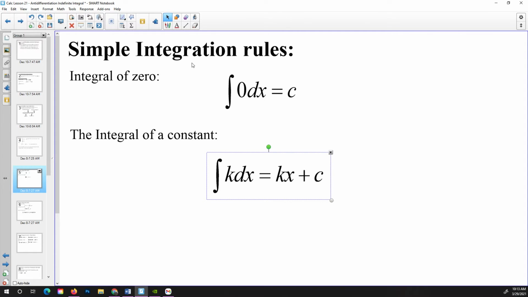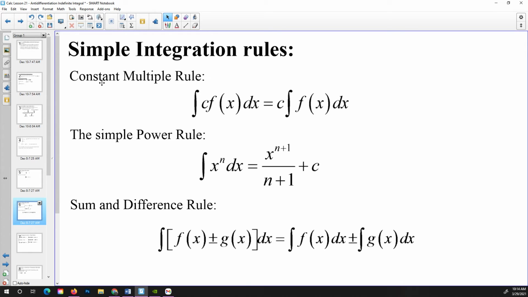Some simple integration rules. The integral of 0 is a constant. We don't know what that constant is, but it is a constant. The integral of a constant: here my constant is k and my variable of integration is x, so the result of this integral is kx plus c. Some more simple integration rules.